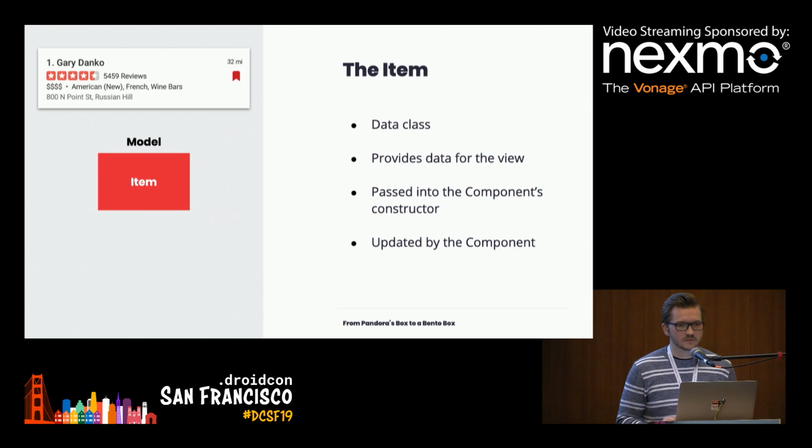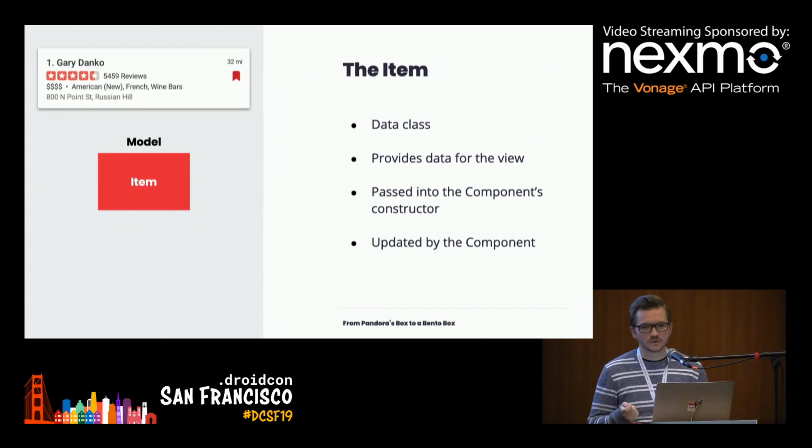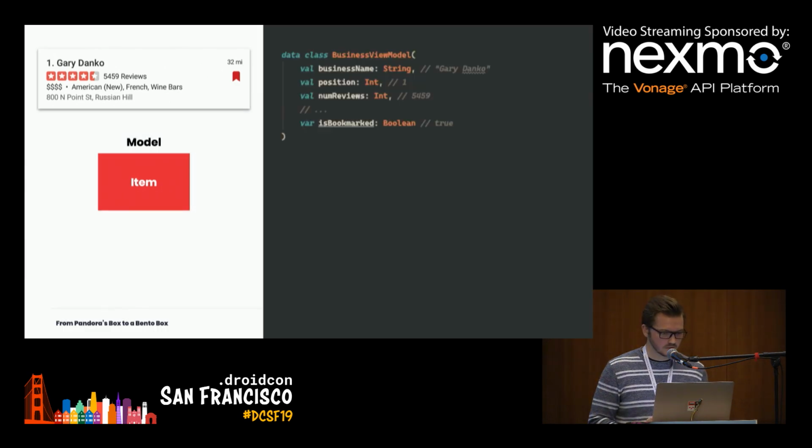For our data item, it's typically a data class. So it's what provides data for the view. And usually what we do is we build the model beforehand and then pass it into the component's constructor so that it can be used in the component. Sometimes we can also pass in some initialization data so that the component can build its own data item instead. And it's typically maintained by the component, and anytime there's a change, the component can notify the view to update.